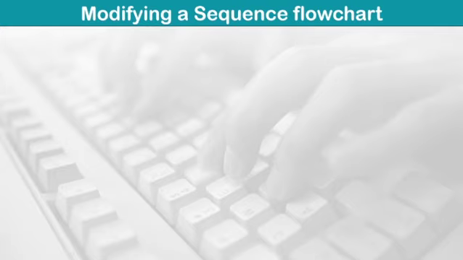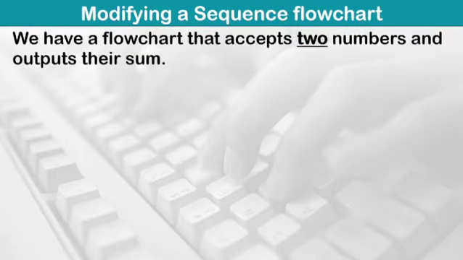We shall now see how we can modify a flowchart. We have a flowchart that accepts two numbers and outputs their sum.